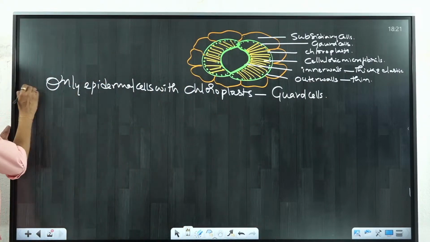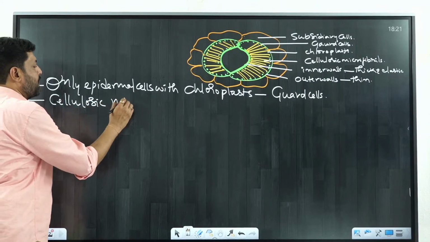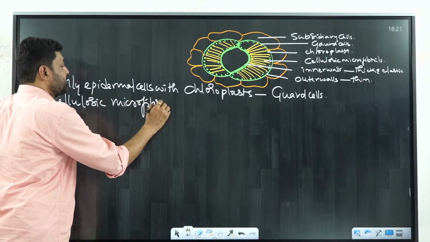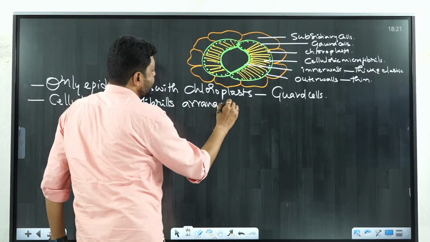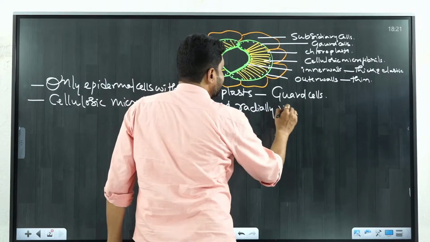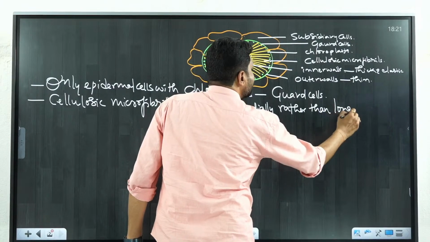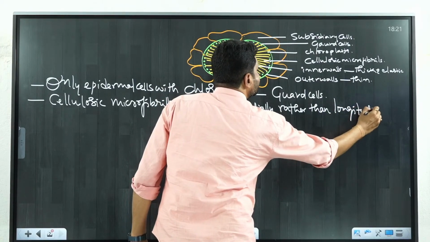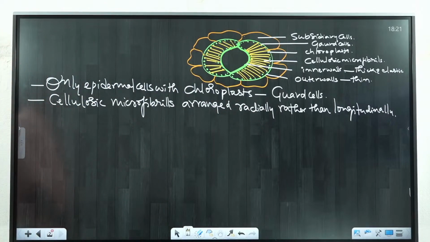Okay, another question appeared. Cellulosic microfibrils arranged radially rather than longitudinally. Just now I was discussing that some questions are out of NCERT but are PYQs.